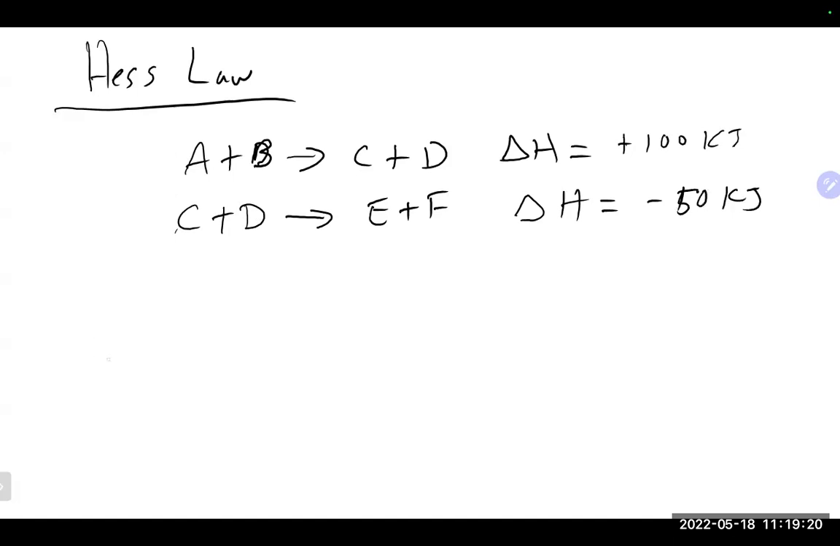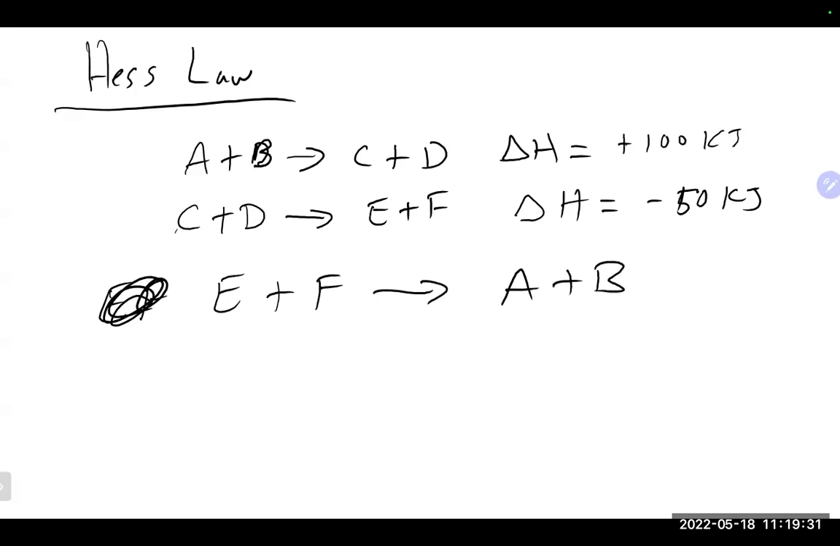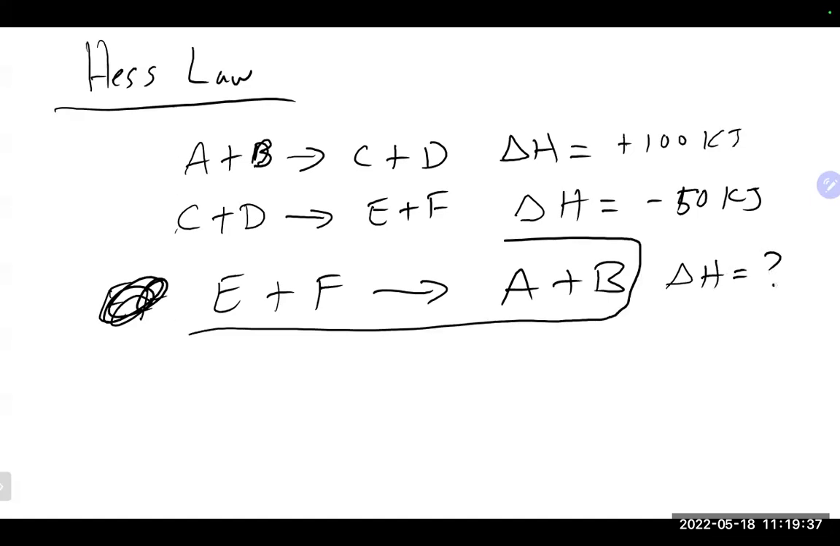So if we had an equation where we wanted to figure out, I'm just going to spell my name, E plus F goes to A plus B in this case. If we wanted to figure out the delta H of this reaction using these reactions, Hess's law is where we take a bunch of little reactions, move them around, change them up, and put them together to build an overall reaction.